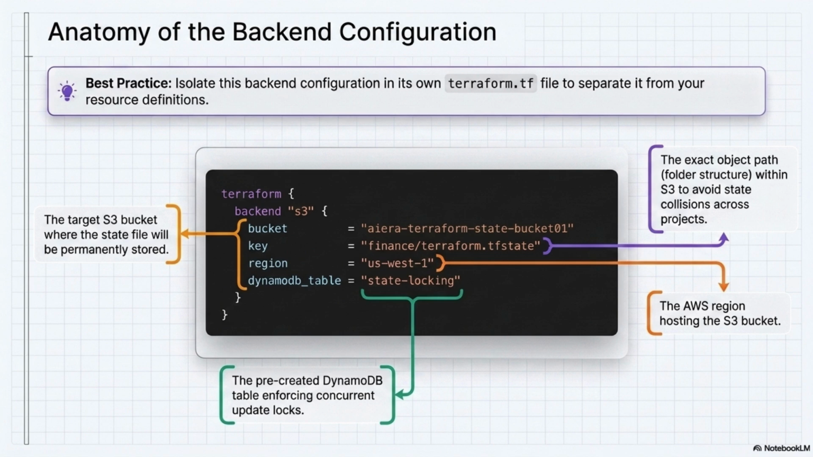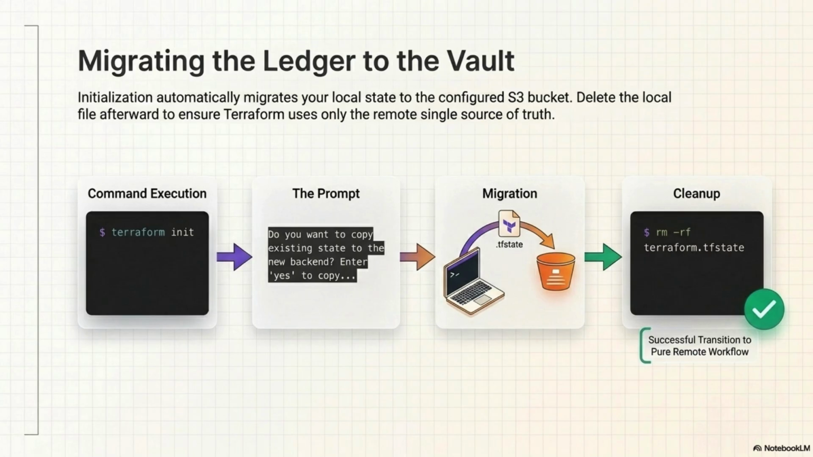Migrating the ledger to the vault. If you're using local state, you can migrate easily. Run terraform init. Confirm the migration, then remove the local file. Now your state lives in one central, reliable place.